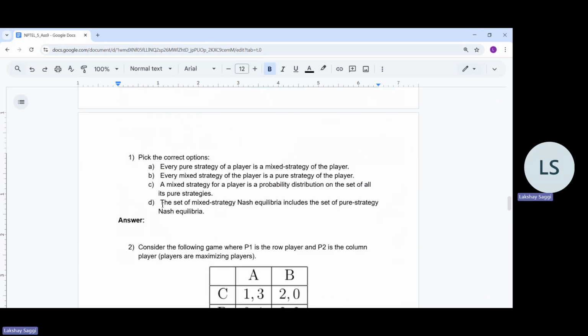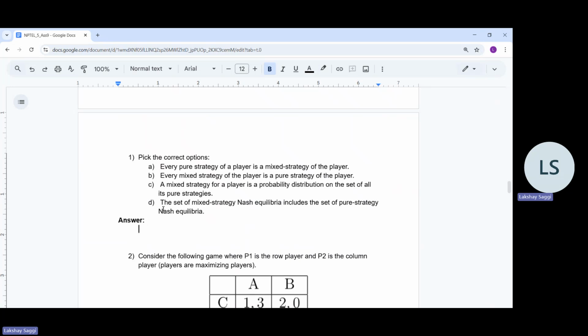Okay, so now maybe we can move on to the questions. The first question asks us to pick the correct options. Maybe let's just do it option by option now. Option A says that every pure strategy of a player is a mixed strategy of the player.